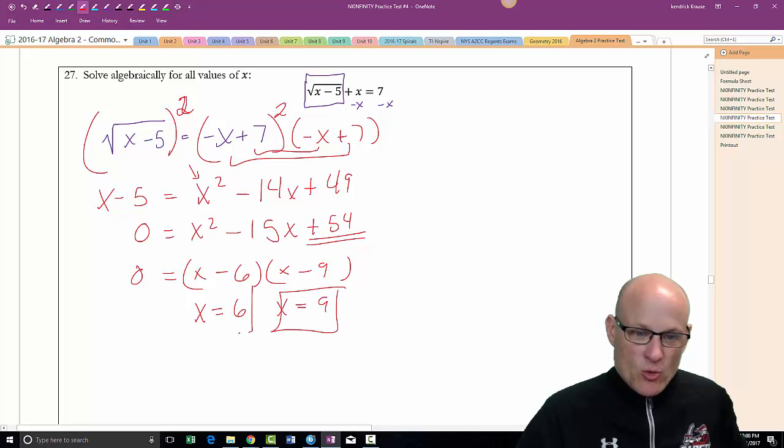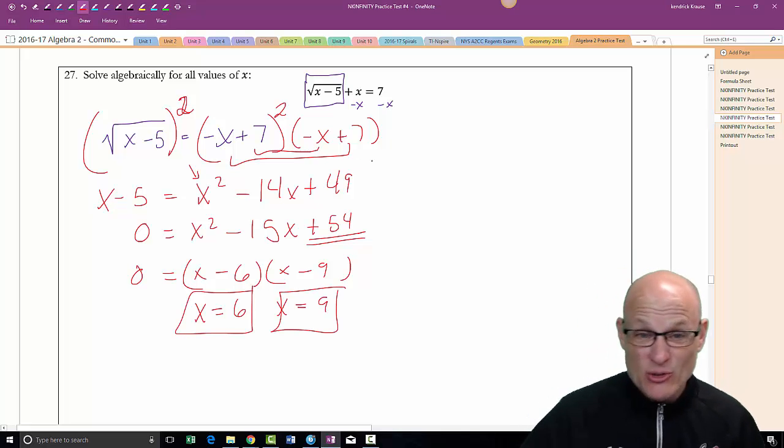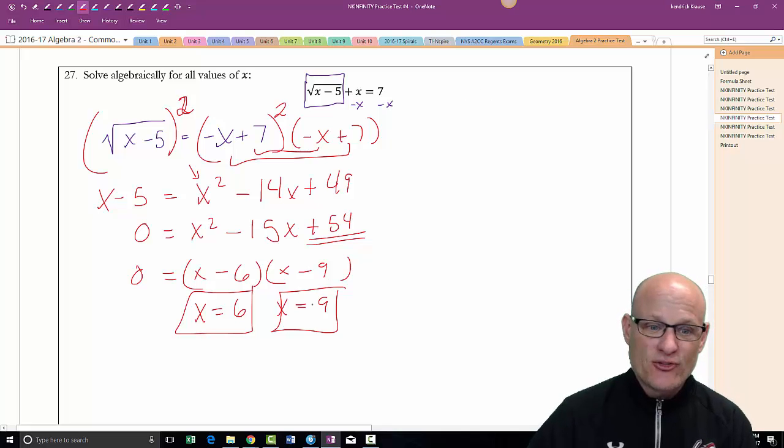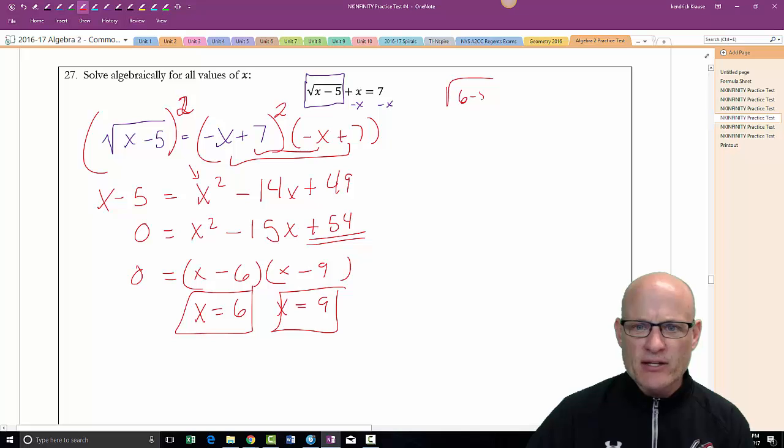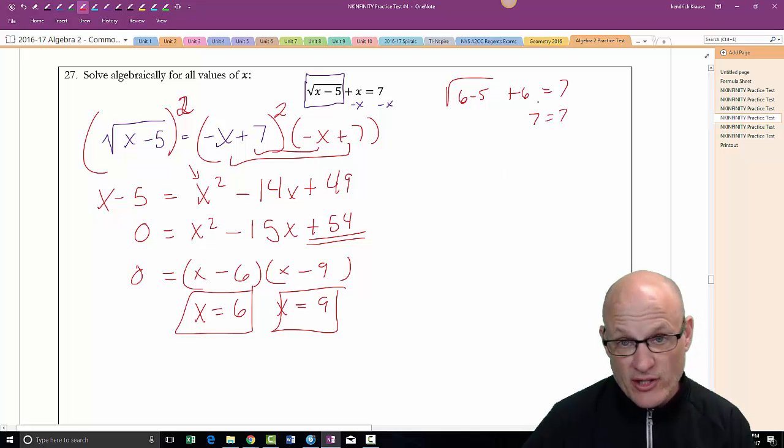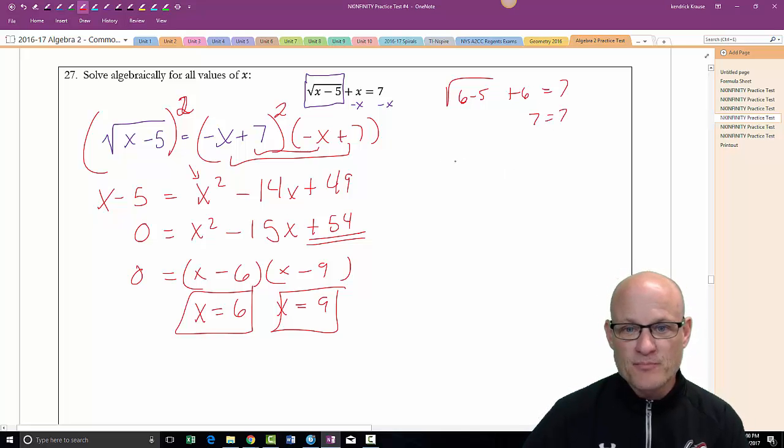Now there's a good chance one of these is an extraneous solution, so you need to check that. Plug them in and check. I'm just going to do it real quick here. 6 minus 5 plus 6, does that equal 7? That's 1. Square root of 1 is 1, so 7 equals 7. I would do this on your calculator, not the way I'm doing it.